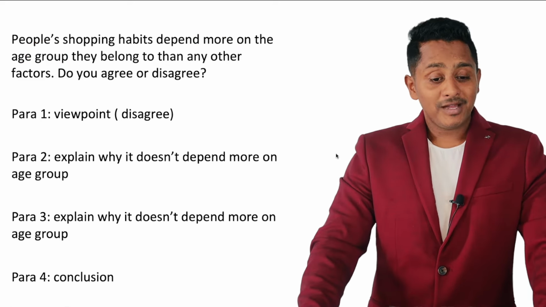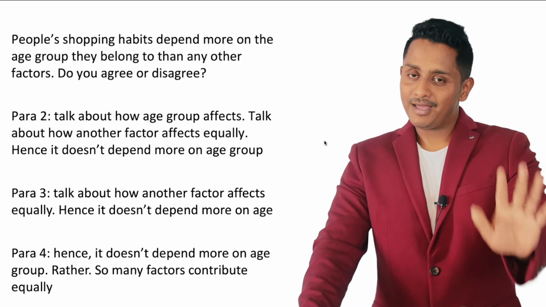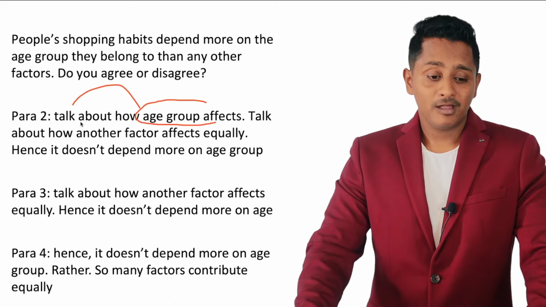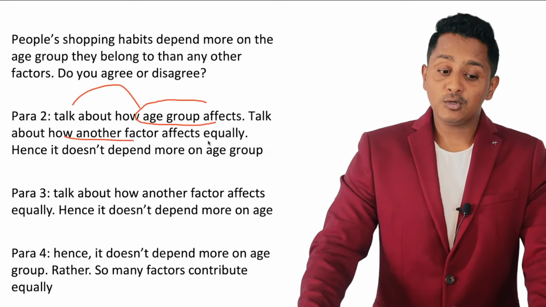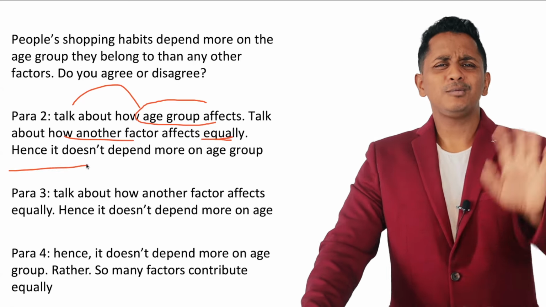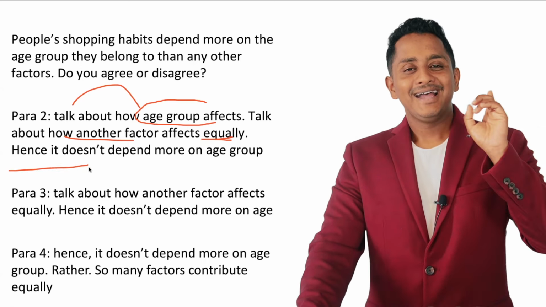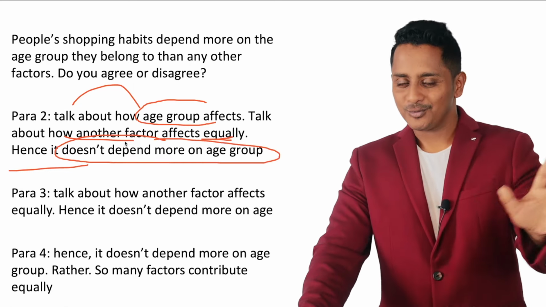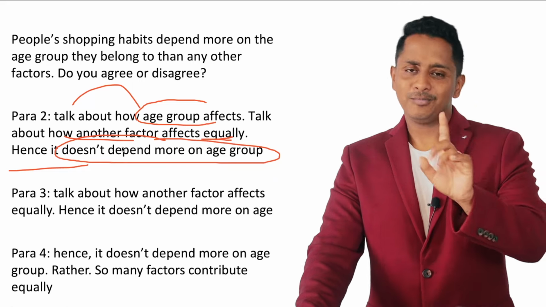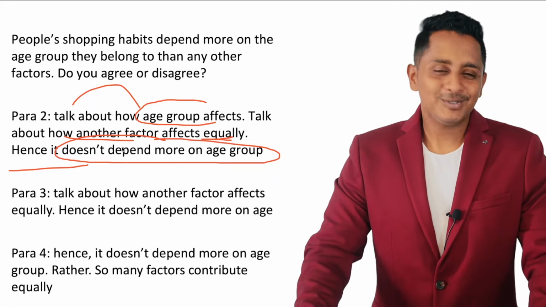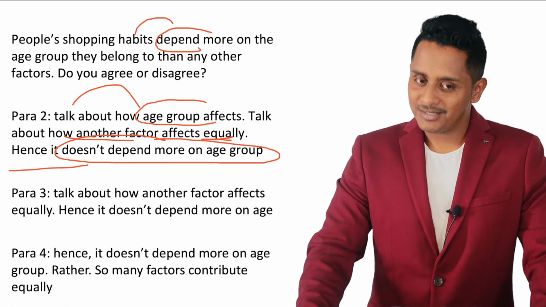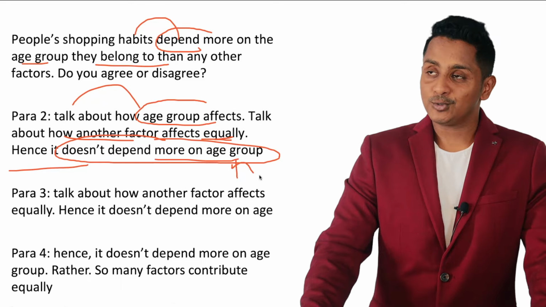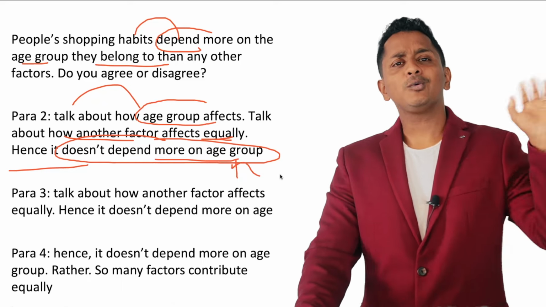To give you more understanding, para 2, this is what you need to talk. Talk about how age group affects. Talk about how other factors also affect equally. Hence, it doesn't depend more on the age group. At the end of the day, you have to talk about this, and without talking about age group, you cannot say it doesn't depend more on the age group, because you disagreed. You said shopping habits depend more on the age group than other factors. No, it doesn't depend more on the age group than other factors. All other factors also equally contribute.